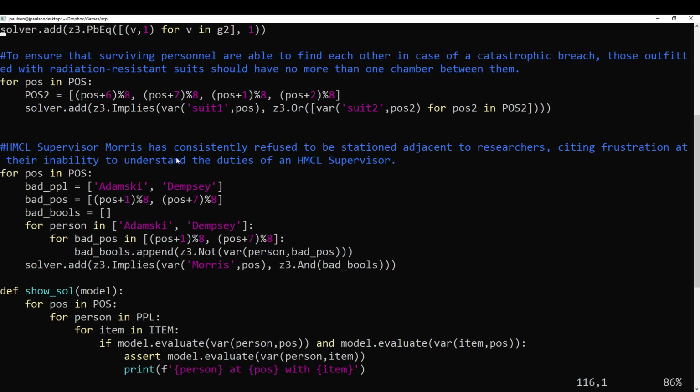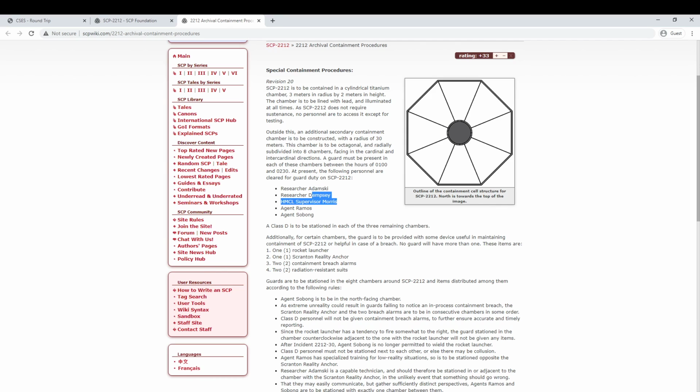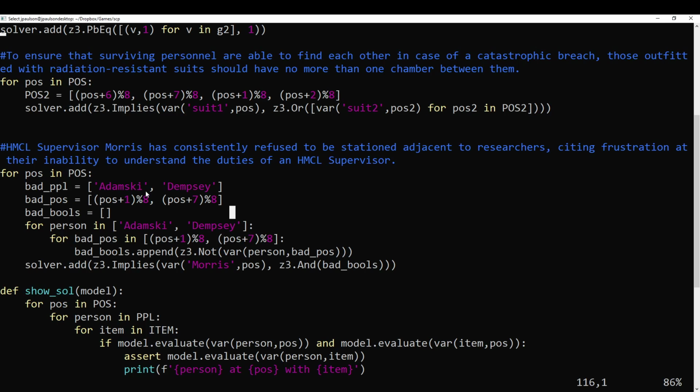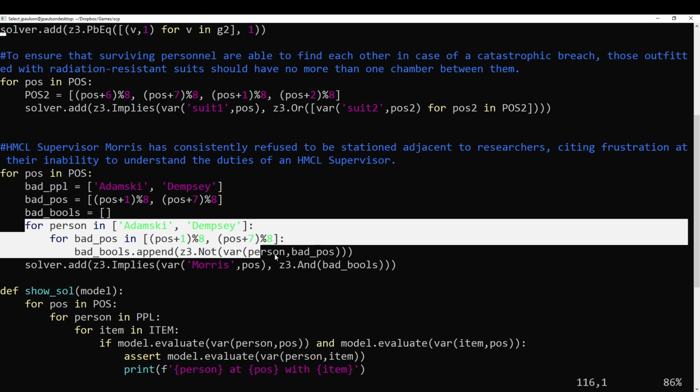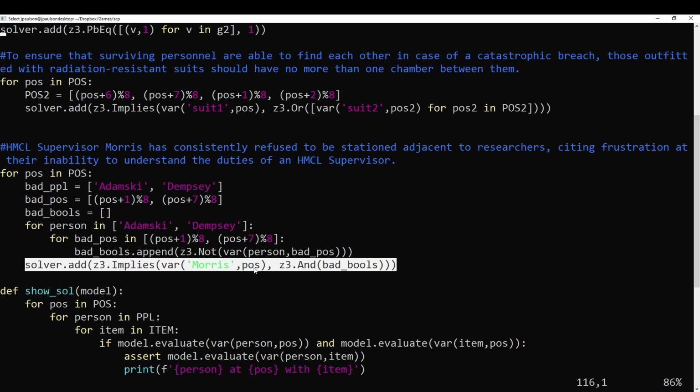Okay, and we're on to the final rule. So Morris does not want to be next to the researchers, who are Adamski and Dempsey. So for every position where Morris could be, we want to say the researchers are not next to him. So there's 2 researchers and 2 positions that are next to him. So collect up those 4 variables and say that they're not true. And all of them have to not be true. So that's what the and is for. So if Morris is some position, Adamski is not before him, and Dempsey is not before him, and Adamski is not after him, and Dempsey is not after him.